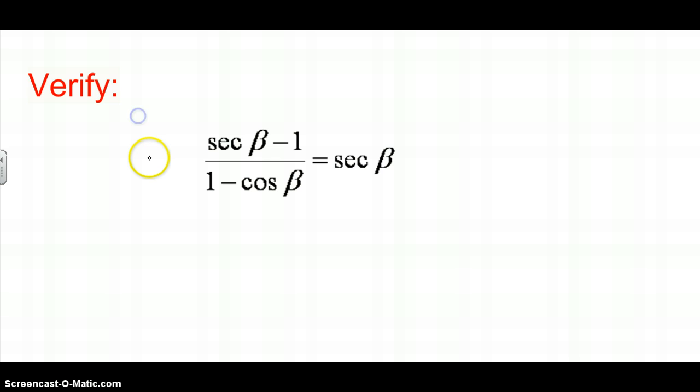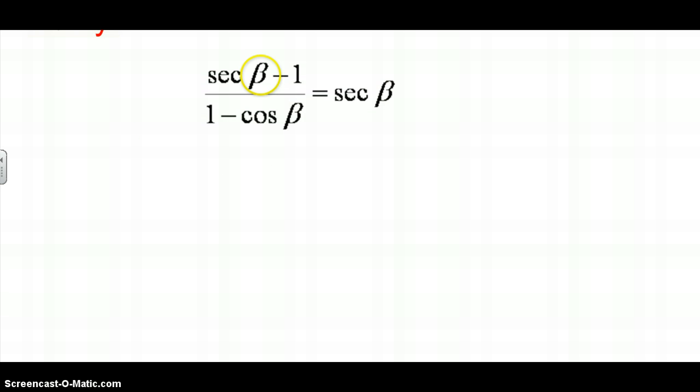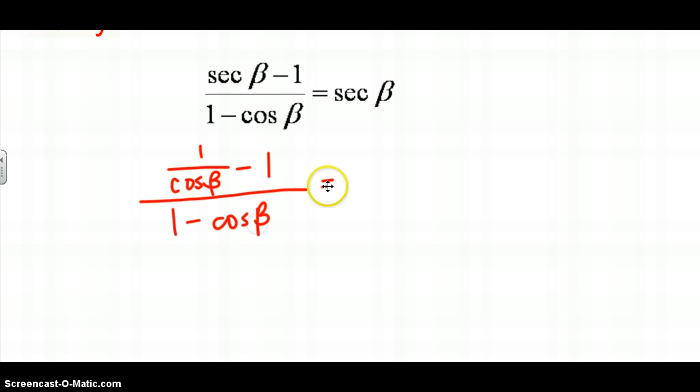My suggestion here would be to think of secant as 1 over cosine, so 1 over cosine minus 1 and 1 minus cosine of b. Now, to clear this double fraction that I have going on, I'm going to multiply this top by cosine. But if I do that to the top, I also have to do that to the bottom.